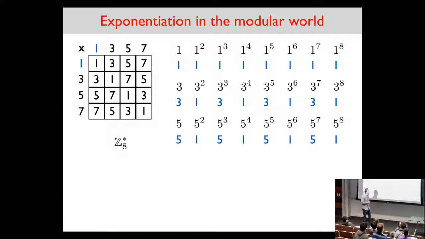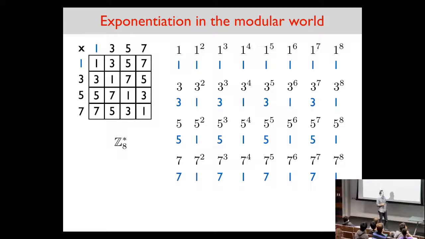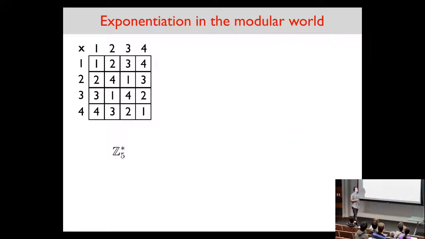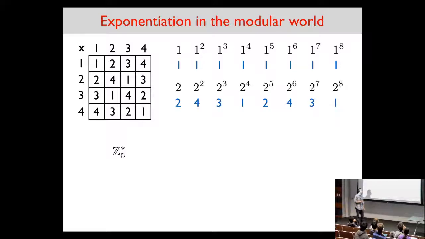If I look at 5, that's 5, 1, 5, 1, 5, 1. 7 is 7, 1, 7, 1, 7, 1. So it's not very interesting, actually. But this could happen, right? So this kind of situation. Let's look at another table, Z5 star. So this is going to be a bit more interesting.